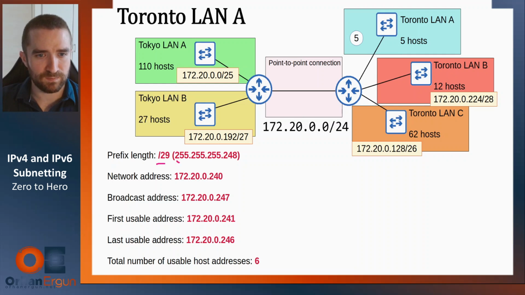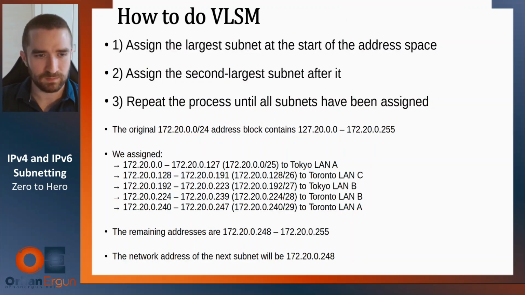Prefix length /29, there it is in dotted decimal. Network address, broadcast address, the last address in that range is .247. First and last usable, and like I said, the total number of usable host addresses is 6. Okay, that's Toronto LAN A. We have one more to assign, but let's do a quick review again. So we just assigned the .240 to .247 range, that is the 172.20.0.240/29 subnet to Toronto LAN A.